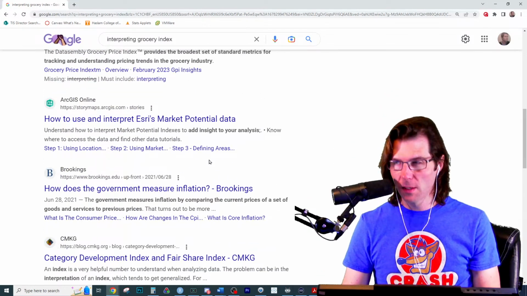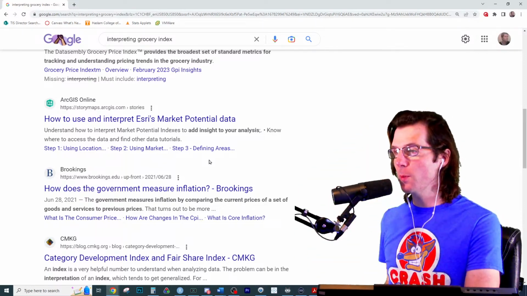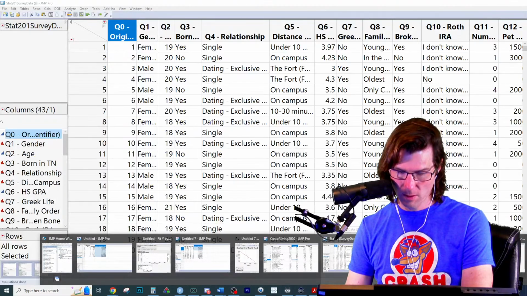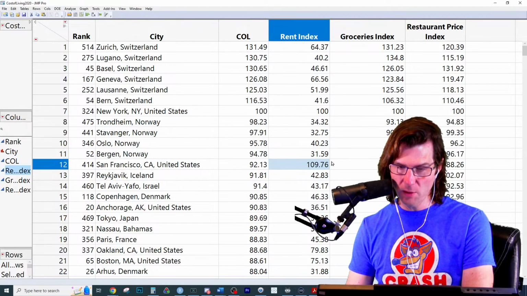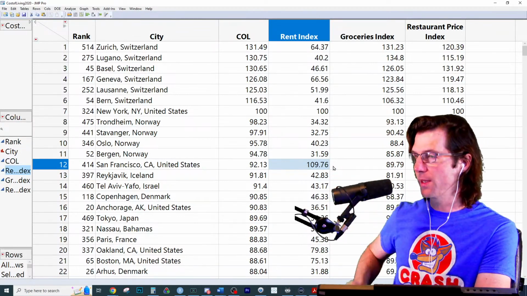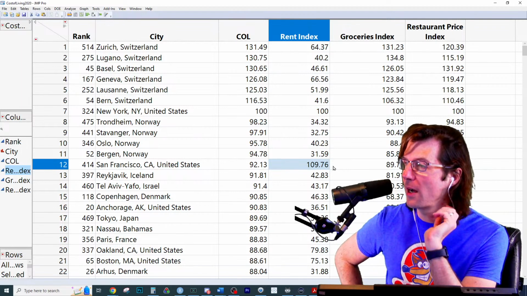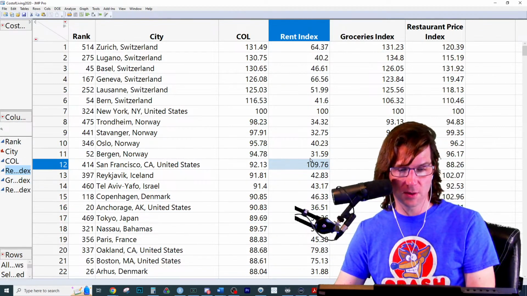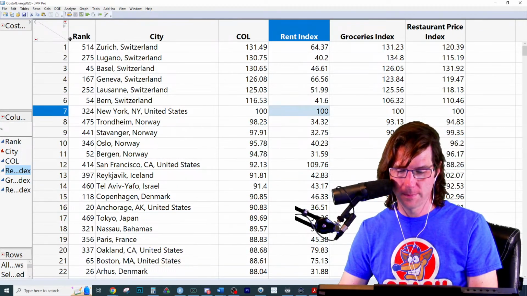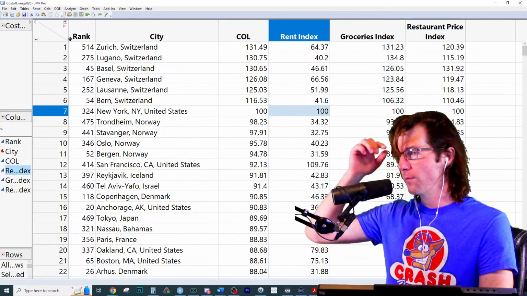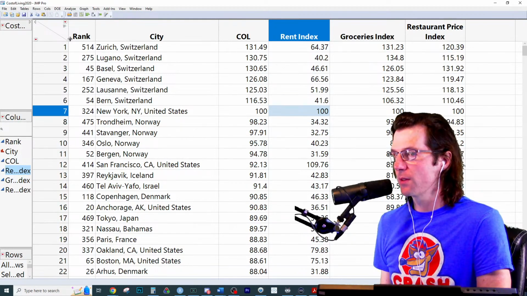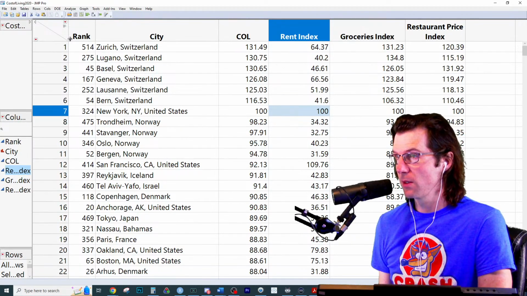If the value is higher, and where's the data? If the value is higher than 100, what does that mean? Because the standard is right here. I don't want to quite say it, but I want you to think about what it means. That's the standard. So the standard is New York City.